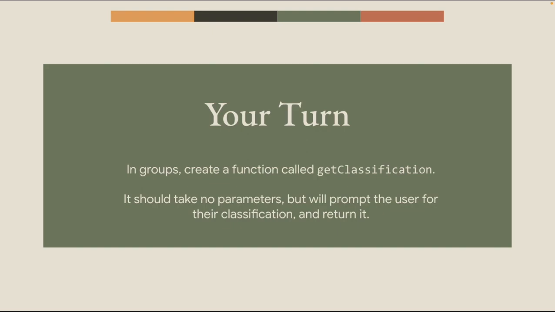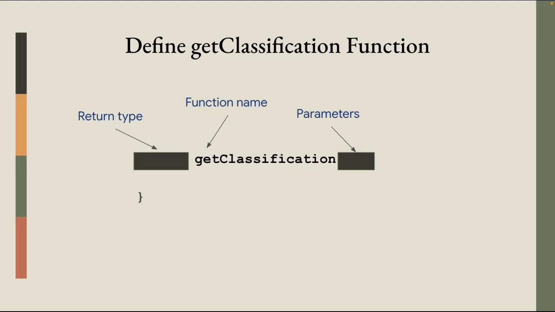No parameters, and this function should prompt the user for the classification and then return it. You got it? All right. I hope my next slide is right. So what's the return type of this function? String. And then what are the parameters? No parameters. We good on that so far?